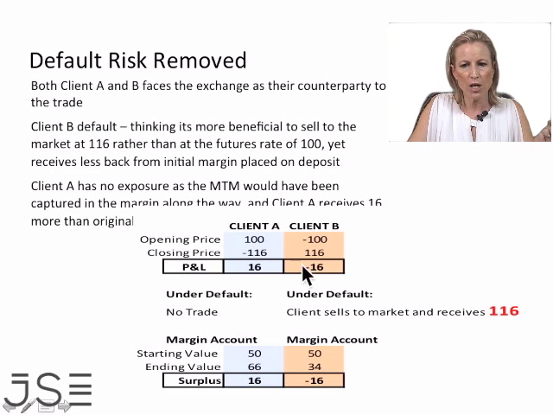But because the margin account is reflecting that minus 16, it is there to offset any of the profit due to client A. And it is under this process where exchange-traded contracts have credit risk eliminated through daily mark-to-market processes.